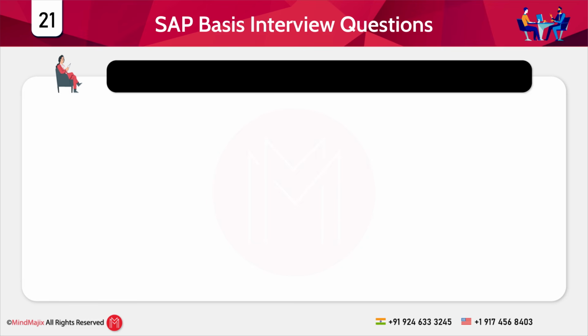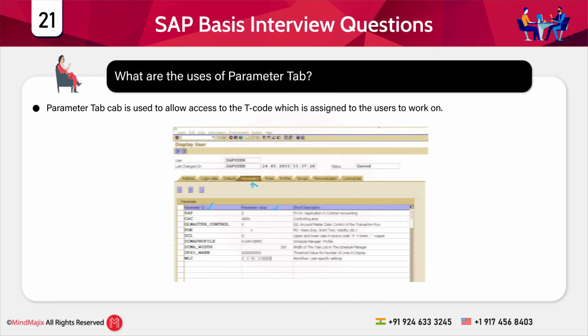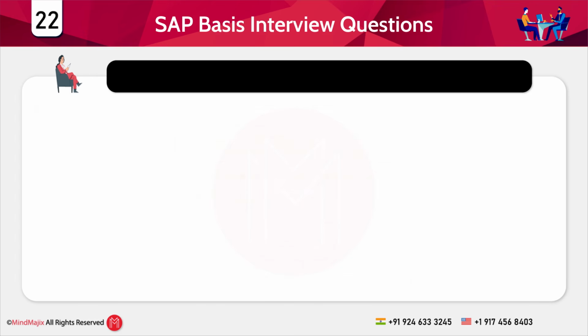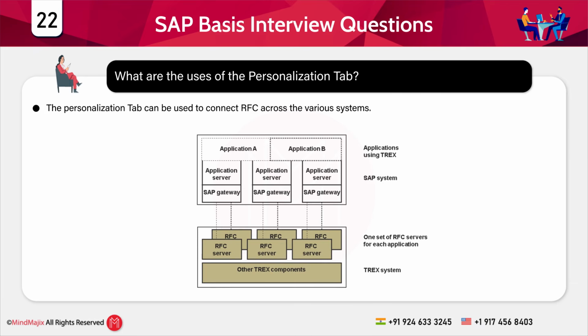The next question is, what are the uses of the parameter tab? The parameter tab is basically used to allow access to the T code which is assigned to the users to work on. And similar to the previous question, the next question is, what are the uses of the personalization tab? The personalization tab can basically be used to connect to RFC across various systems.